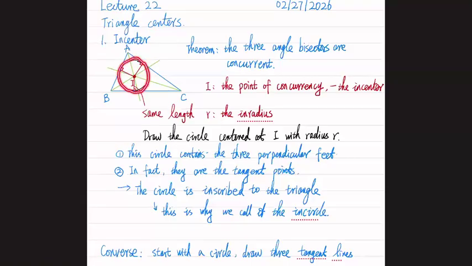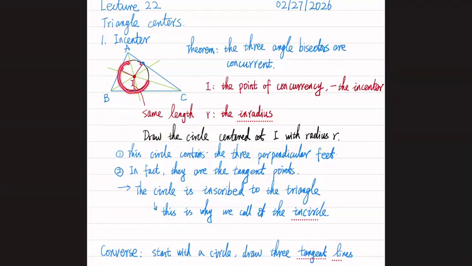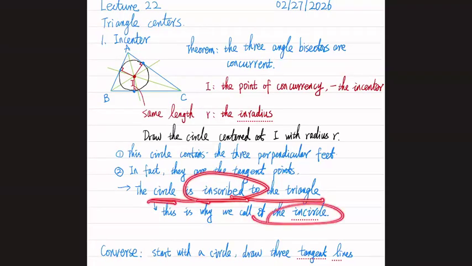If we draw a circle of radius r, then the three points are contained on the circle. Moreover, we apply the converse of the tangent line theorem. We show that this circle is tangent to all three sides. This is why we say the circle is inscribed in the triangle.